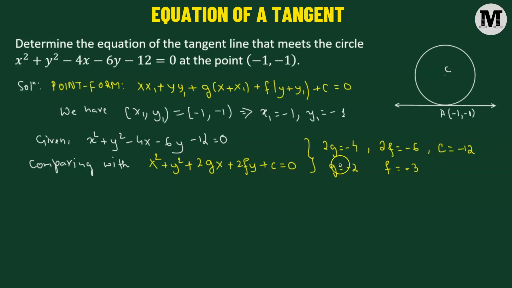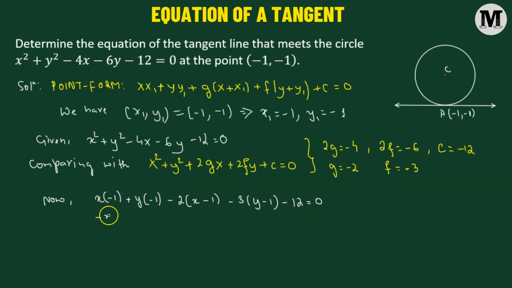Now that we have the values of g, f, c as well as x1 and y1, let's substitute these into our point form. We get x times x1, so x1 will be -1, plus y times y1, so y1 is -1. Then we have plus g, so g will be -2 times (x plus x1), so we have (x minus 1). Then we have -3 times (y minus 1) plus the constant c. So the c value is -12 equals 0.